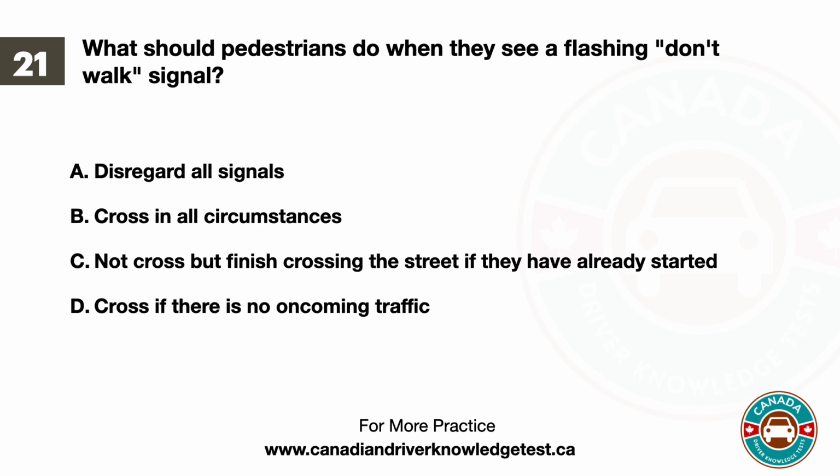Question 21. What should pedestrians do when they see a flashing "Don't walk" signal? A. Disregard all signals. B. Cross in all circumstances. C. Not cross but finish crossing the street if they have already started. D. Cross if there is no oncoming traffic. The answer is C. Not cross but finish crossing the street if they have already started.